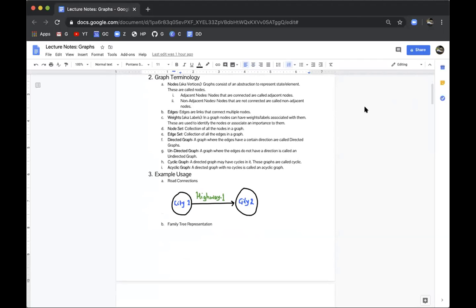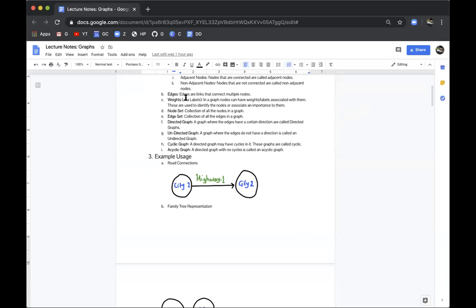And what are adjacent nodes? Adjacent nodes are nodes that are close to each other, and in a graph, nodes are connected through edges, right? So adjacent nodes are nodes that are connected through edges, and not adjacent nodes are those nodes which don't have any connection between them. Edges basically turn out to be links. So a graph is basically a linked, connected data structure.